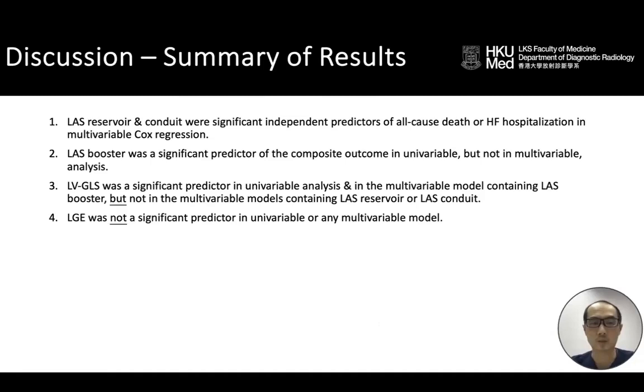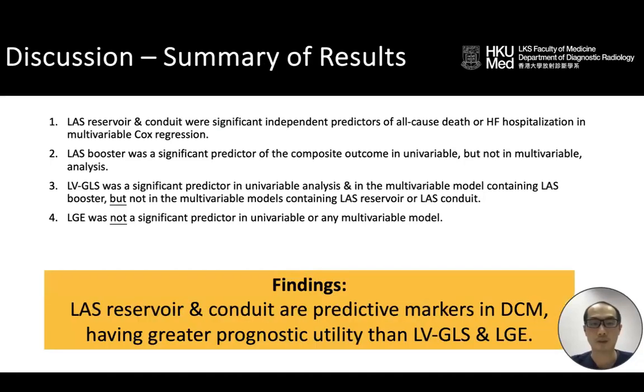So in summary, our study shows that LA reservoir and conduit strain are significant independent predictors of all-cause death or hospitalization in multivariable Cox regression. LA booster, on the other hand, is significant for univariable analysis, but not multivariable analysis, whilst LV global longitudinal strain is a significant predictor in both univariable and multivariable analysis, as long as it's not in the same model as LA reservoir or conduit strain. And LGE was not a significant predictor in any of the models.